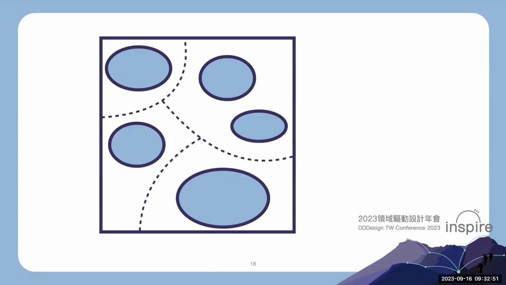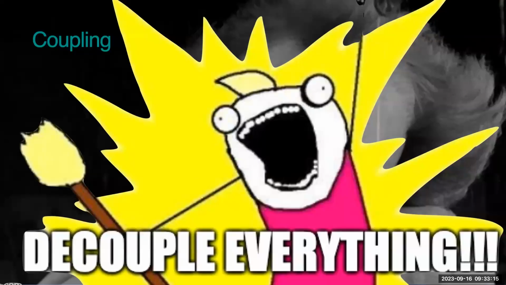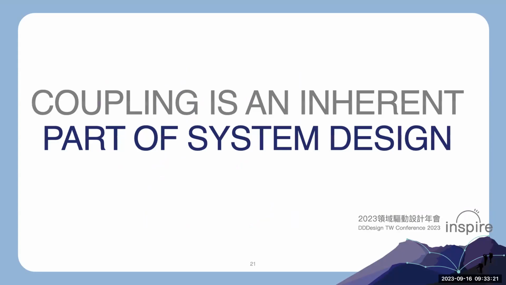This is just a collection of some parts. Yeah, they're organized within the same boundary, but that's not a system. For a system, we need these relationships, these connections between the components. In fact, these interactions between the components, they're making the overarching system greater than the sum of its parts. Therefore, it makes little sense to try to completely decouple everything, because coupling is an inherent part of system design. So instead, let's try to evaluate those intercomponent relationships and see if they're working for us or against us.